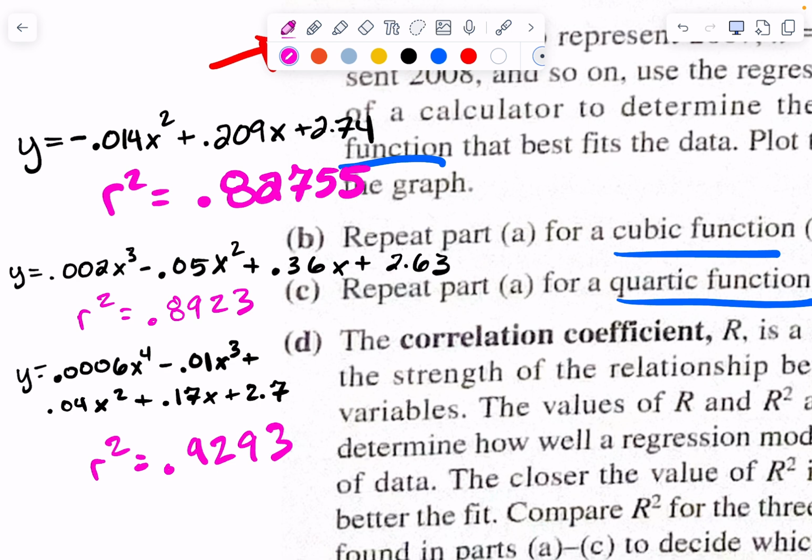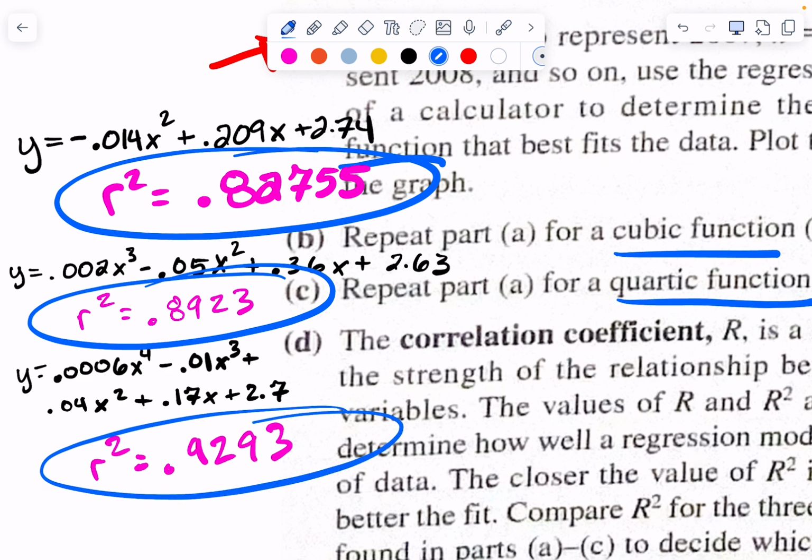All right, now, here's the deal. Here's what your R squared tells you. Are you ready for this? R squared, we'll learn in stats, actually, is the percentage of values that fit along that curve. So this follows the curve 83%, this follows the curve 89%, this follows the curve 93%.